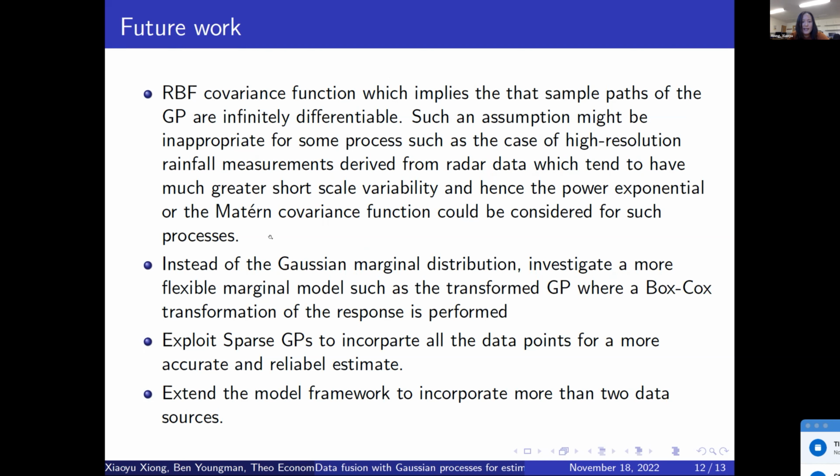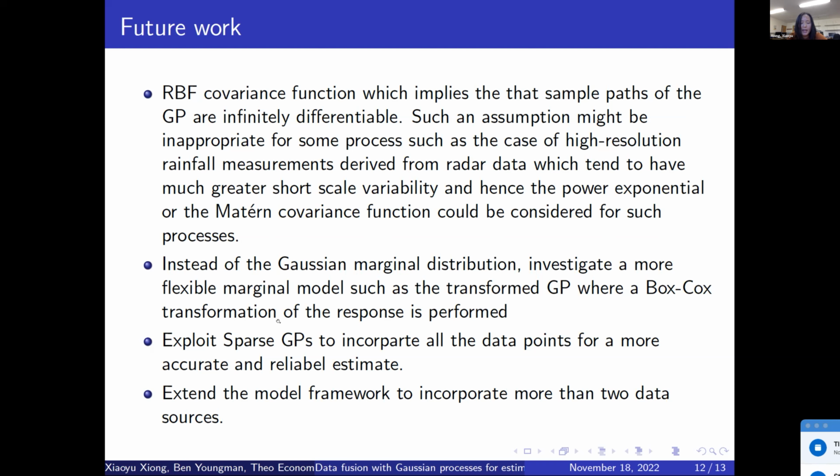And also second, this model framework implies a Gaussian marginal distribution for the wind gust speed. While our study supports this to be a reasonable model for gust speed within a single windstorm event, we could investigate a more flexible marginal model, such as a transformed Gaussian process, where a Box-Cox transformation of the response is performed, for other processes.